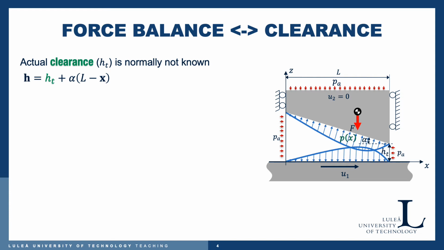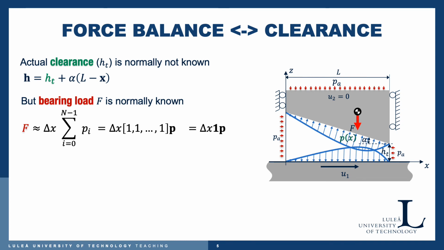And here we have expressed, in discrete vectorized form, the gap h between the surfaces, in bold upright font. So h_t, the clearance, is just a scalar. Alpha is the inclination of that wedge-shaped bearing, and L the length of it, and X is the vector holding all the discrete nodes x_i.